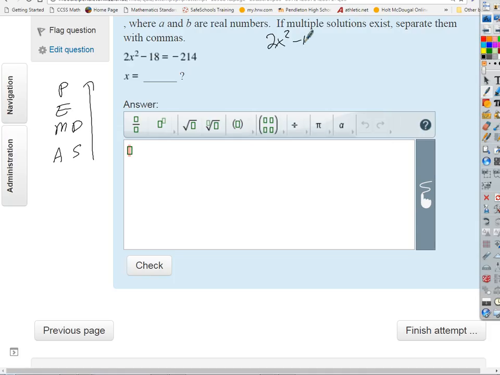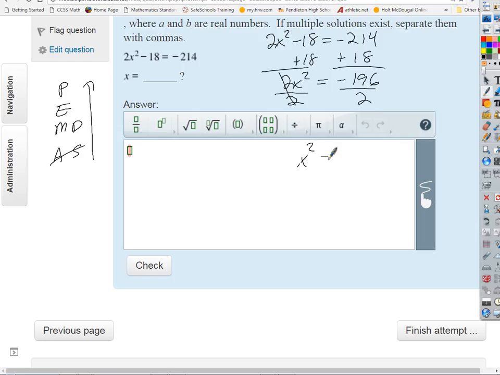I'll rewrite it. So we'll go ahead and add 18 to both sides. So that gives us 2x squared equals negative 196. So now I multiply, divide, so I divide by 2. And I get x squared equals, what's that going to give me? Negative 98. Okay? So now we want to simplify by square rooting both sides.